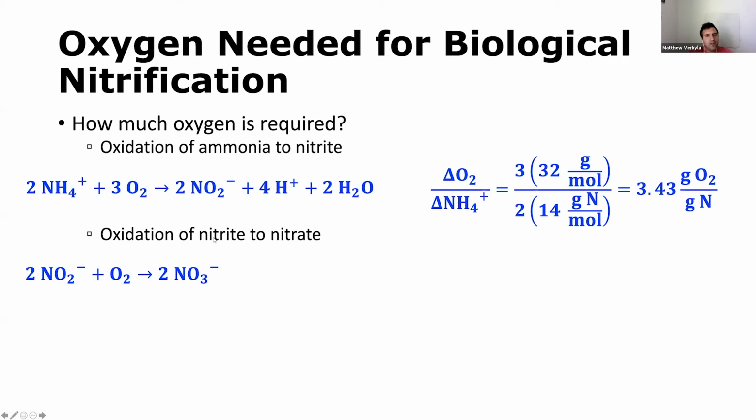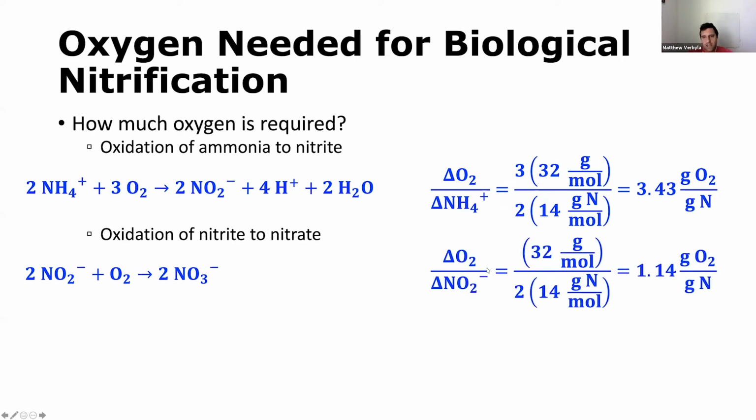For the oxidation of nitrite to nitrate, same thing. We've got 32 grams per mole of oxygen divided by 2 moles times 14 grams of nitrogen per mole. That gives us a ratio of 1.14 grams of oxygen for every gram of nitrogen being consumed in this reaction.